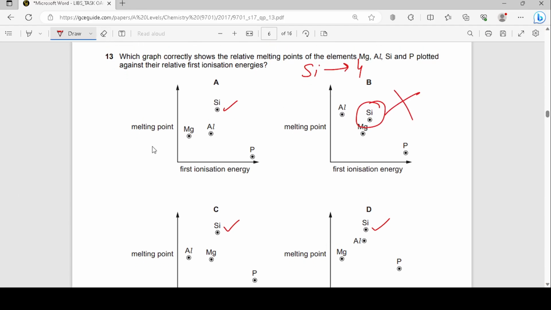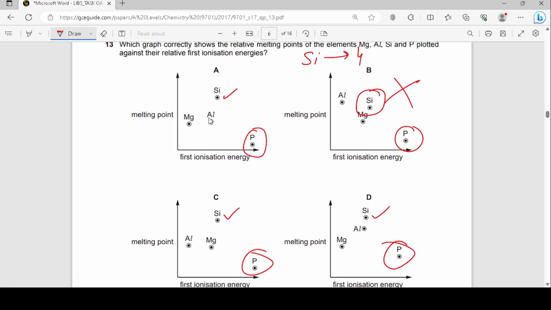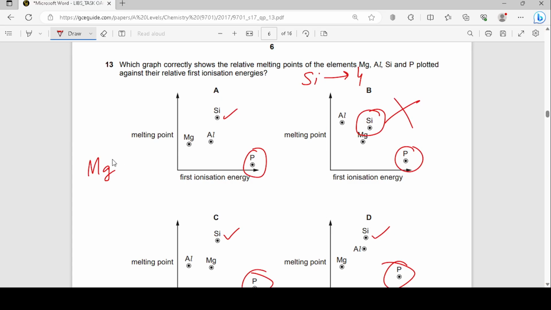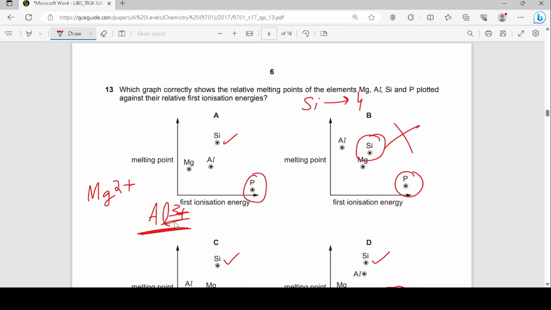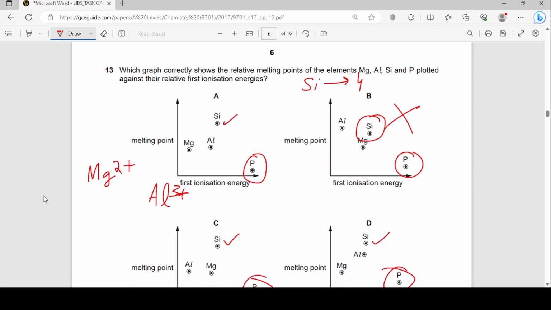Now, phosphorus, because it's a non-metal, will have the lowest melting point, which is the case in all four diagrams. But if you compare magnesium and aluminium, magnesium in its metallic lattice will exist as Mg2+ in a sea of electrons, whereas aluminium will exist as Al3+ in a sea of electrons. Each aluminium atom has lost 3 electrons in its metallic lattice to form the metallic bonding, so aluminium metal will have a greater sea of electrons, a greater number of electrons in its conduction band, and because of that it is going to have the higher melting point. So aluminium will have a higher melting point than magnesium, which is the case in A.